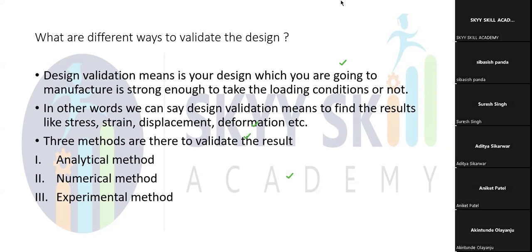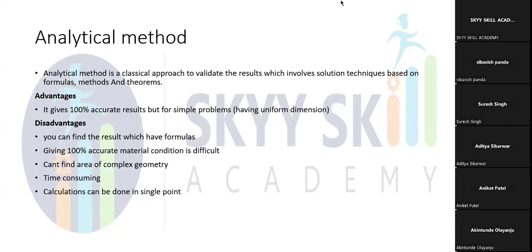Over here, you can see this is now divided into three parts, three categories, or you can say three methods we are going to follow. What are they? One is the analytical method, then the numerical method, then the experimental method. The analytical method is the traditional method we generally use.